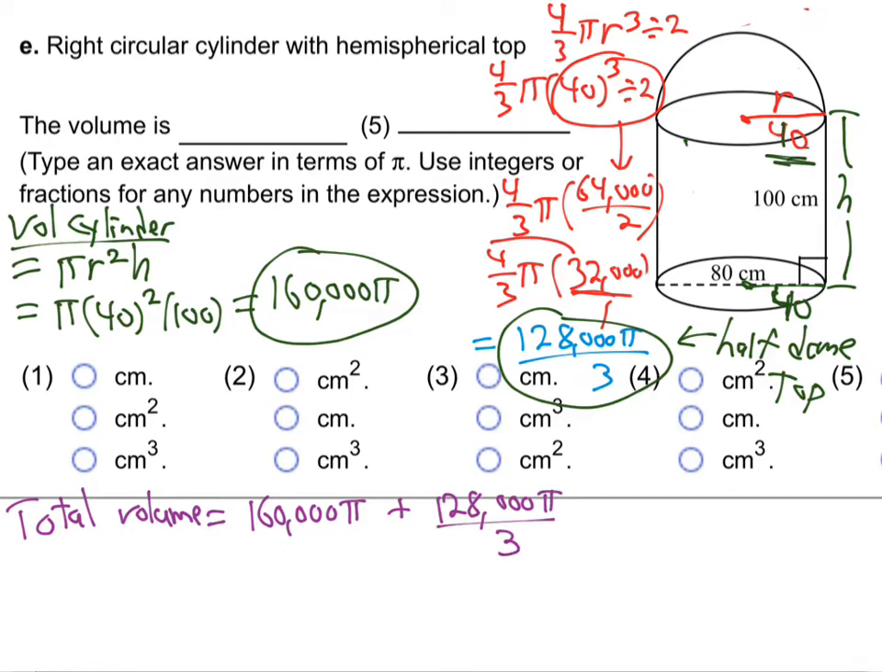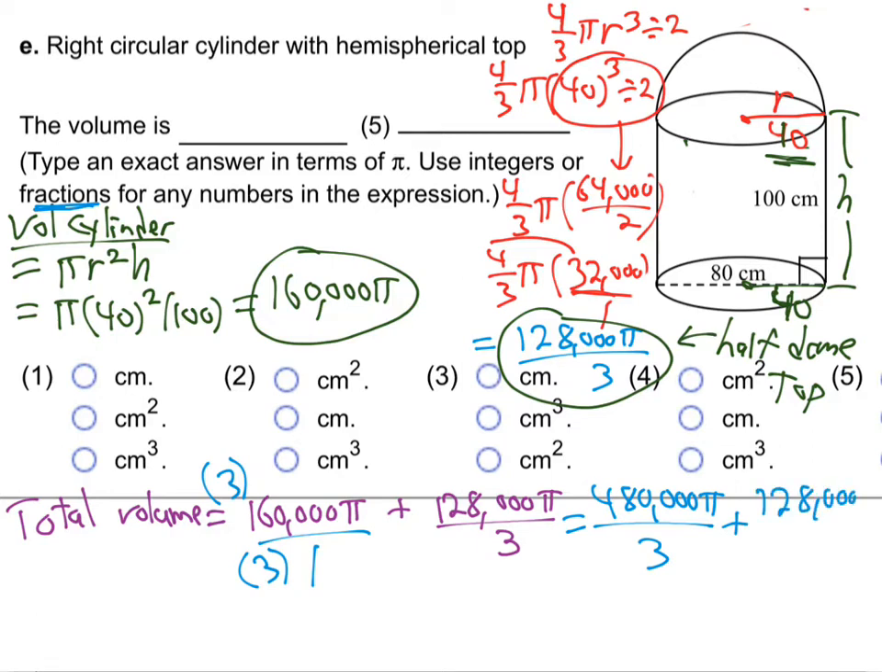We got to get a common denominator. See how they tell us they want fractions? So we got to put this over 1, and then you got to multiply top and bottom by 3, and you'll get 480,000 pi over 3 plus 128,000 pi over 3. And then you can add those together because they have the same denominator now.